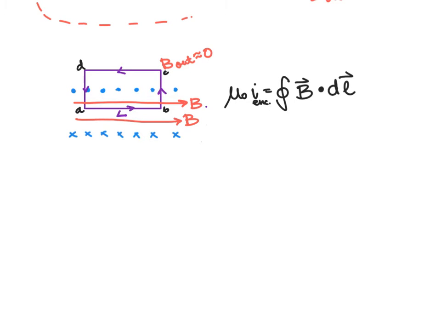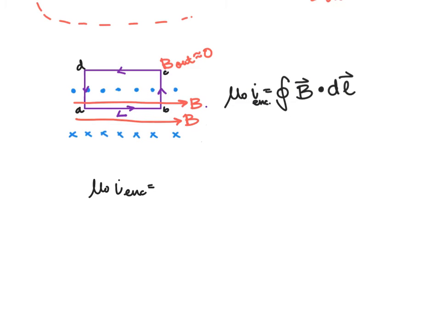Now I can integrate from A to B and B to C and C to D and D to A to get my total line integral for this enclosed loop. And so remember, this is a very long coil of wires. These wires are packed really, really close to each other. There's no distance between them.